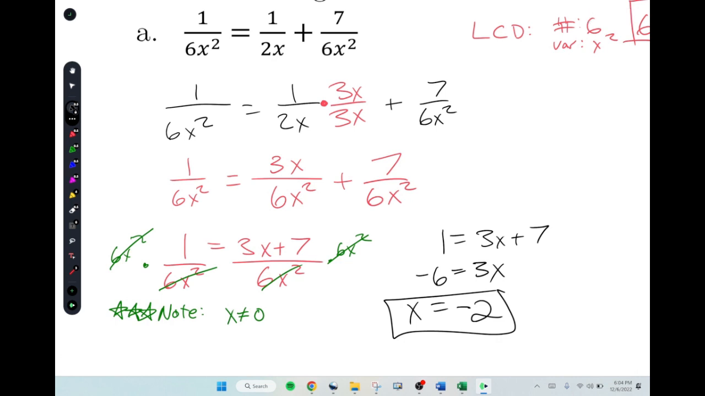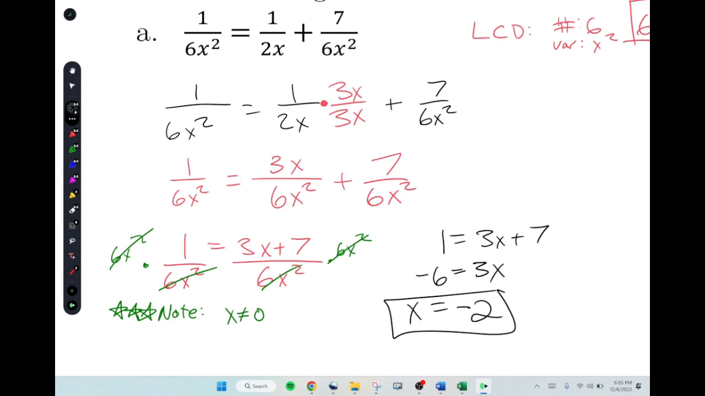So did that actually matter? Did my note matter? If I would have solved it and got x equals 0, no solution. Not 0 is a solution, no solution, because it broke my only rule, which was the bottom better not be 0. Let's check it and see, though.